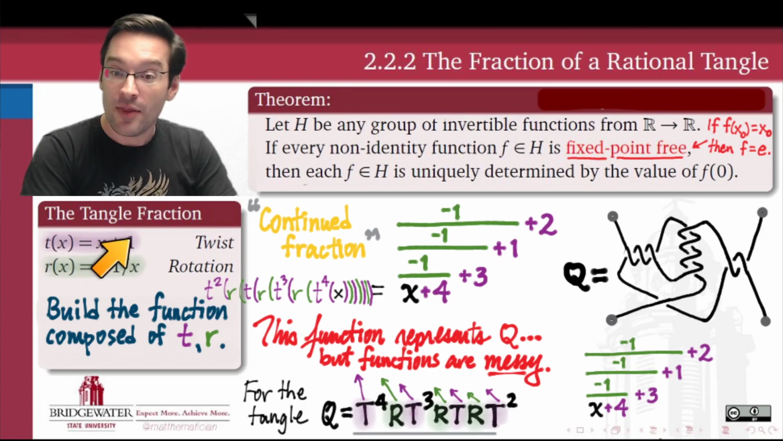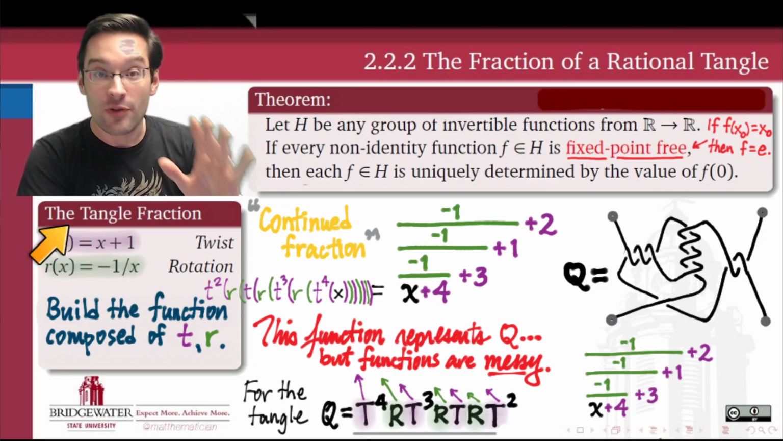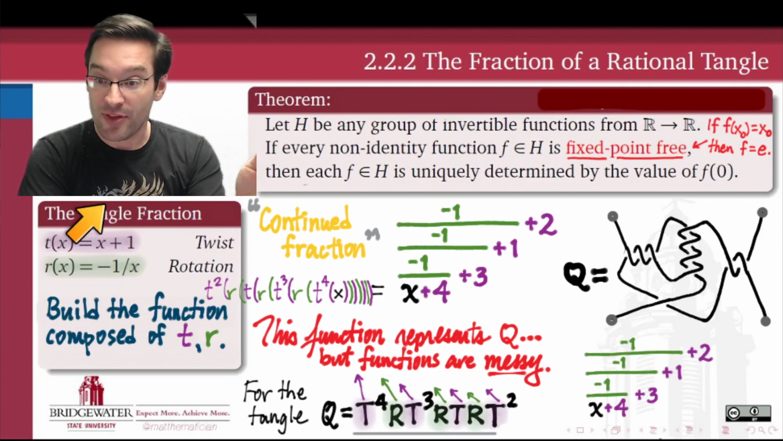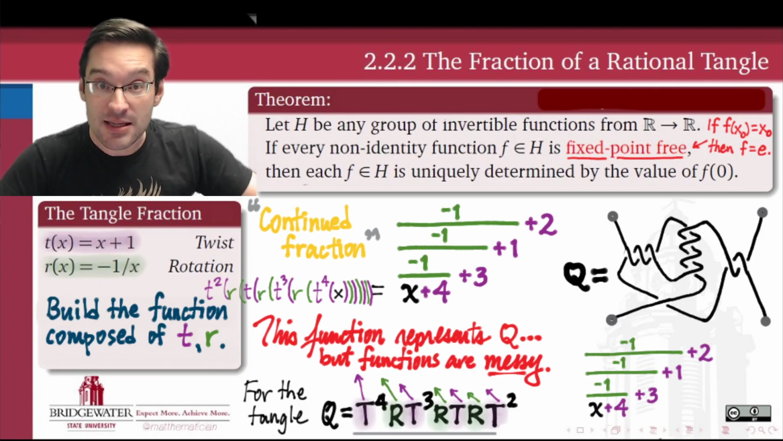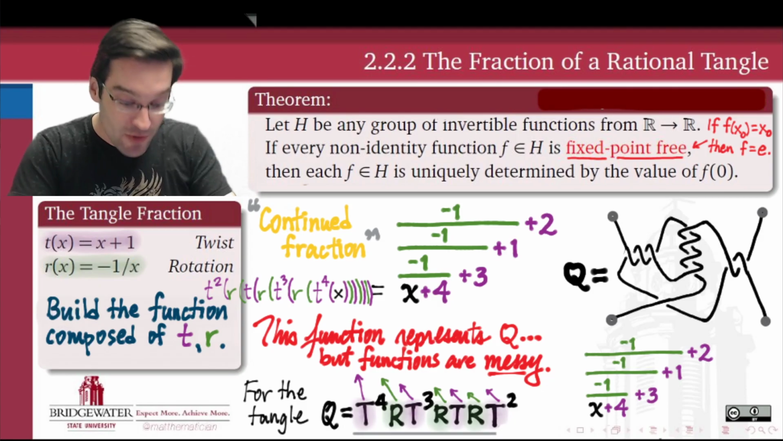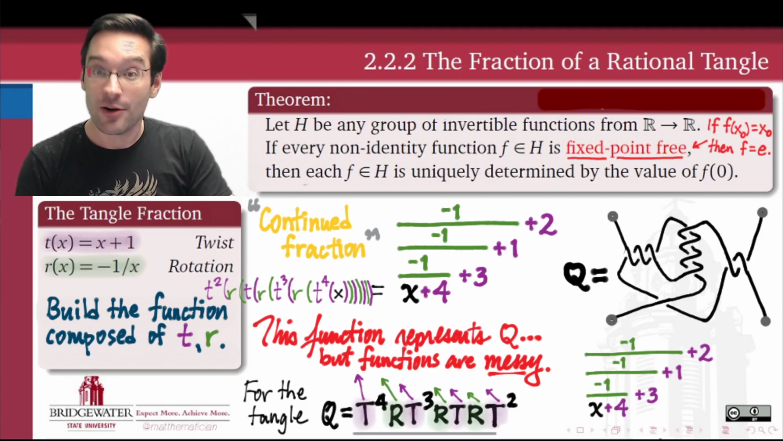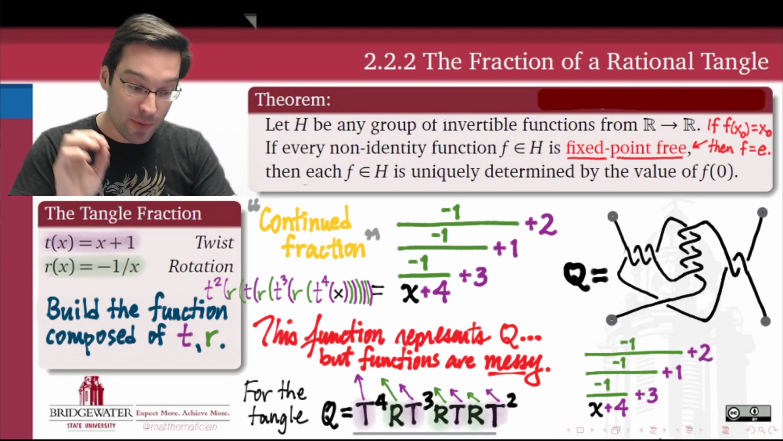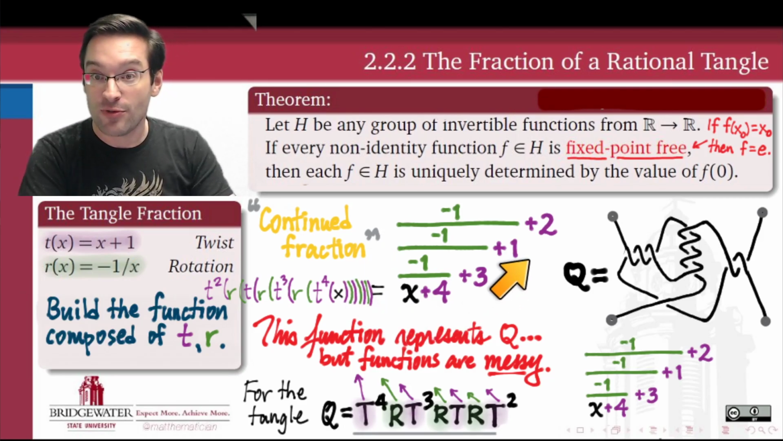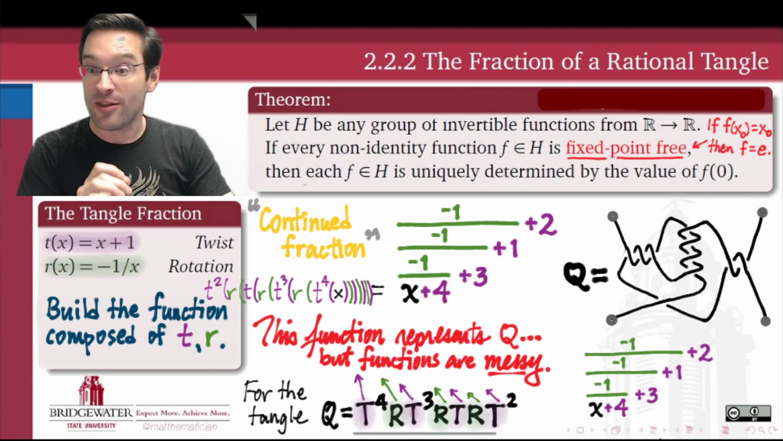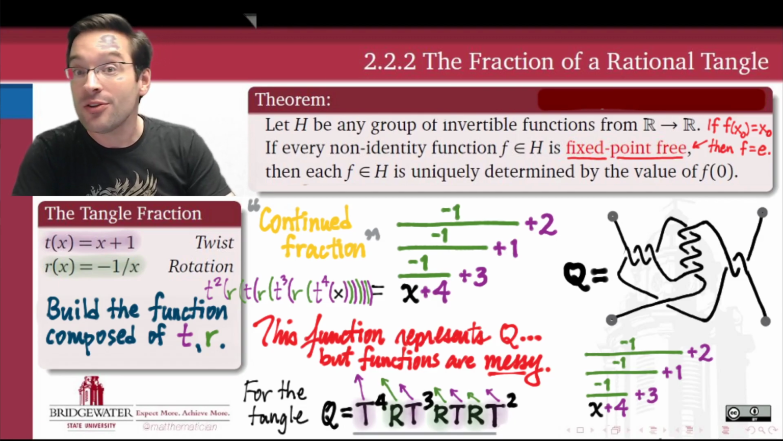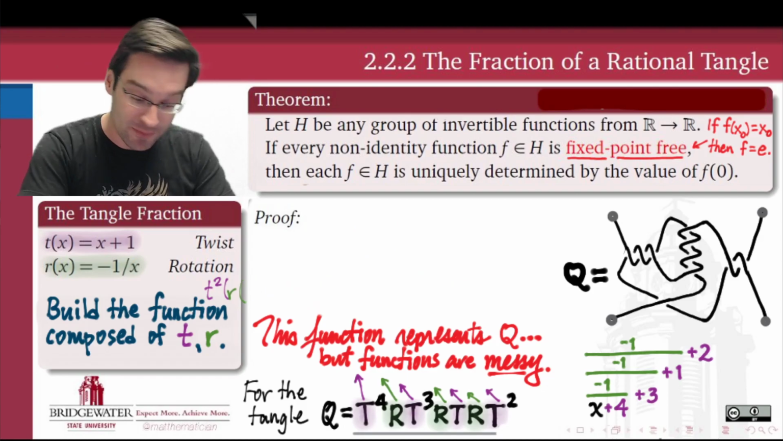But it's a condition that we can prove, I'm not going to do it here, we can prove that the group which is generated out of this twist and this rotation function via the operation of composition is indeed fixed point free. So if we can show that every fixed point free group of invertible functions is uniquely determined by the values that they take at their y-intercepts, then this will be such an example, and we'll be able to have shown that my rational tangle functions, which I can represent by the continued fractions, can actually be uniquely determined by the values that they take when x is equal to 0. And that's going to be the greatest news of all.